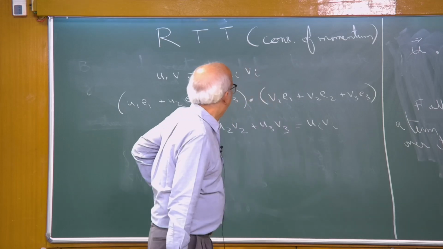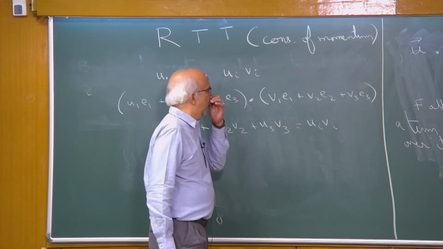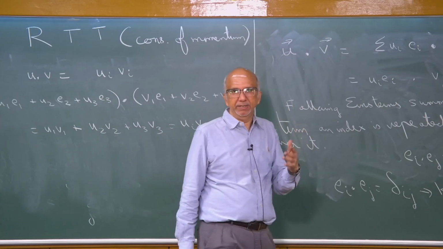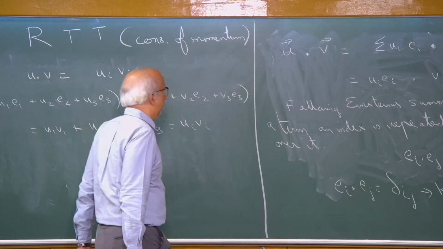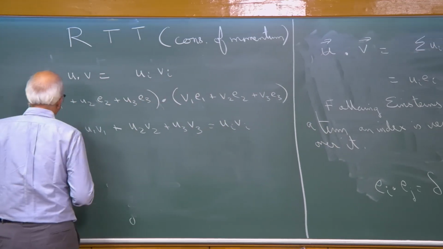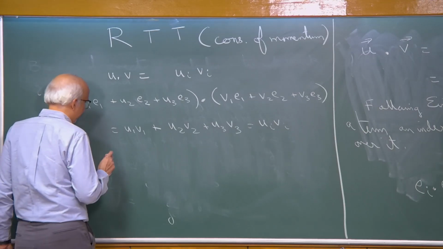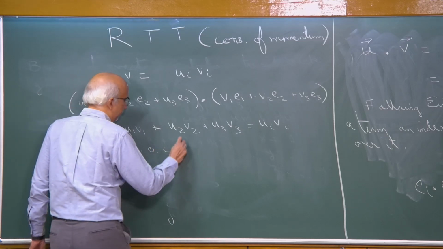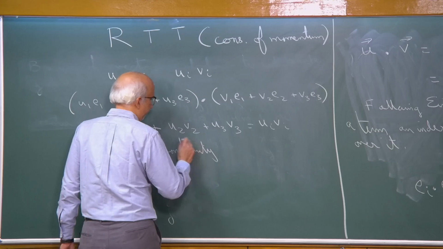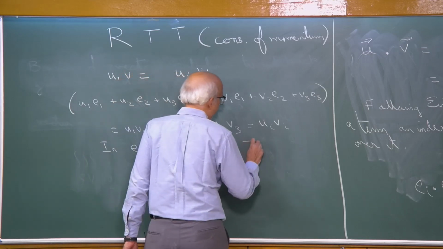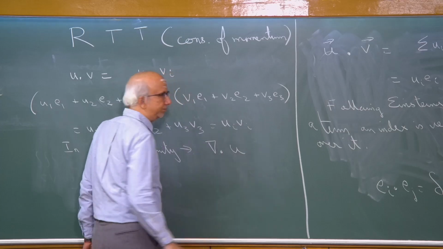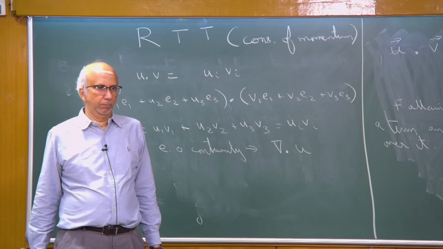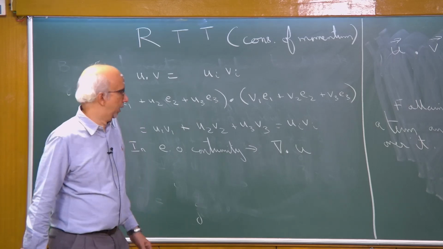So now, how do I use this to do my calculations? For example, in the equation of continuity, we have a term del dot u, the divergence of u. And what is the del operator?